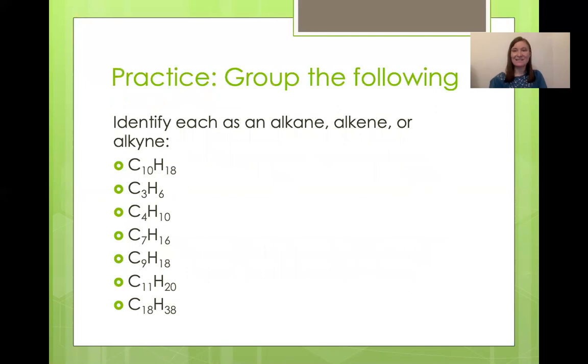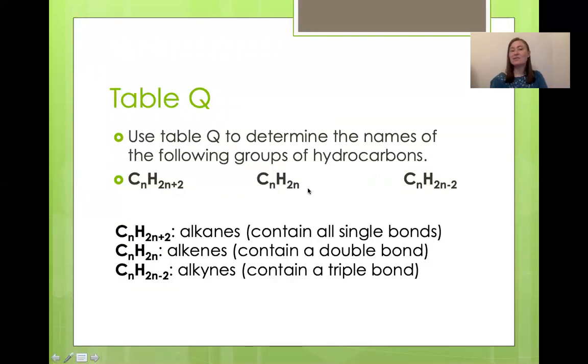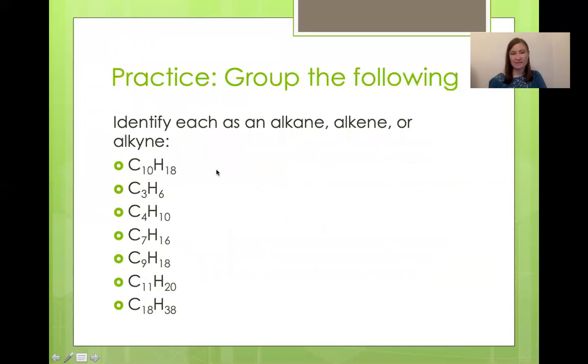Take a minute to classify each of these compounds as either an alkane, an alkene, or an alkyne. If you wanted to, you could draw the Lewis structure, but that's kind of long and tedious. It's easier to match it to this formula. Look at the chemical formula and see which of these general formulas it matches. So C10H18, let's see, 10 times 2 would be 20, and we've got 18 hydrogens, so this is like 2N minus 2. So that's this group. So that's an alkyne. Take a minute and work through the rest of these.